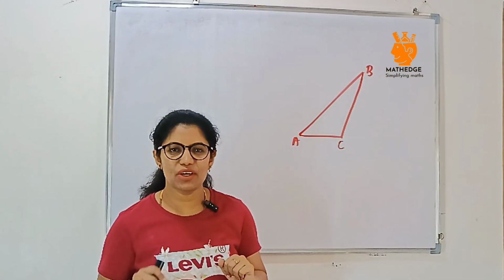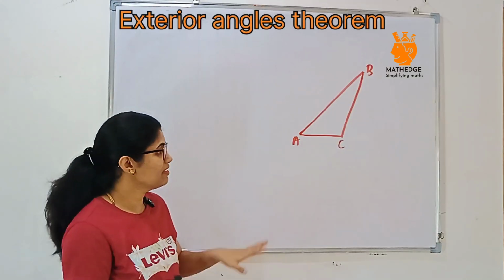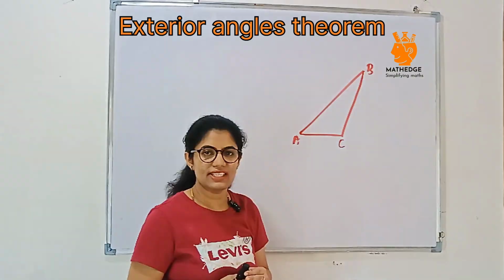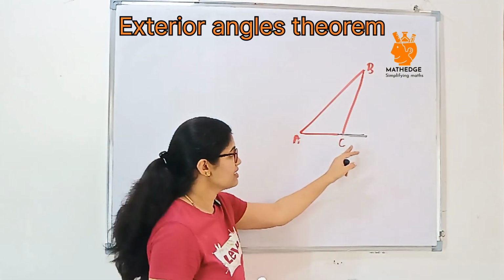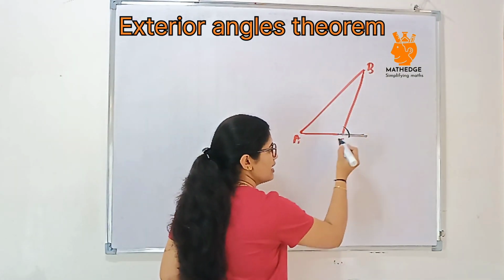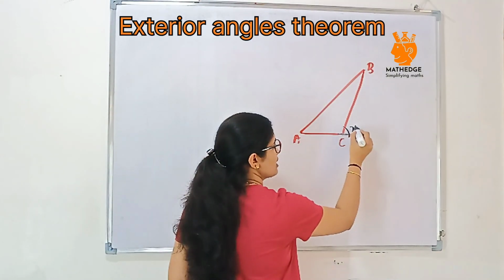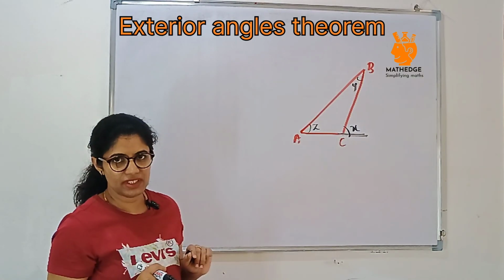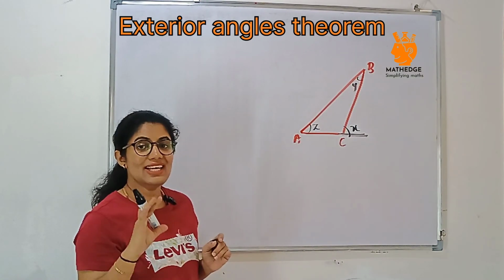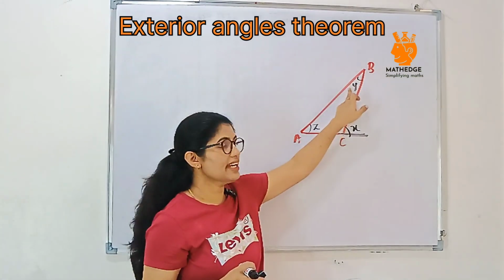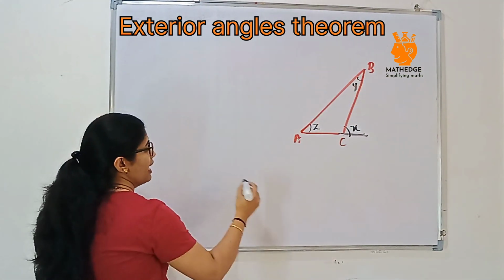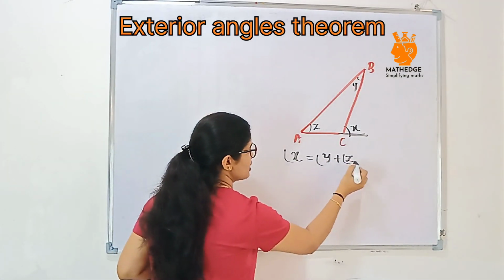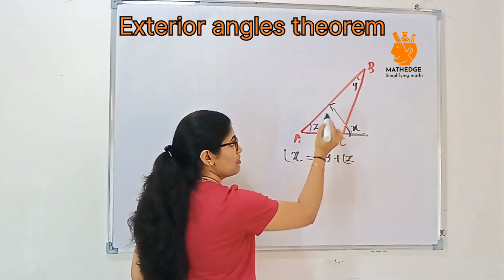Next, exterior angle theorem. So if we extend any one side of a triangle, you will get an exterior angle. Either by this side or this side or this side, you will get an exterior angle. If I extend this side, you will get an exterior angle here. So let's say this is X, this is Y and this is Z. So what does the exterior angle theorem say? Exterior angle equals the sum of the opposite interior angles. So we can write angle X is equal to angle Y plus angle Z. It should be exactly the sum of the opposite angles.